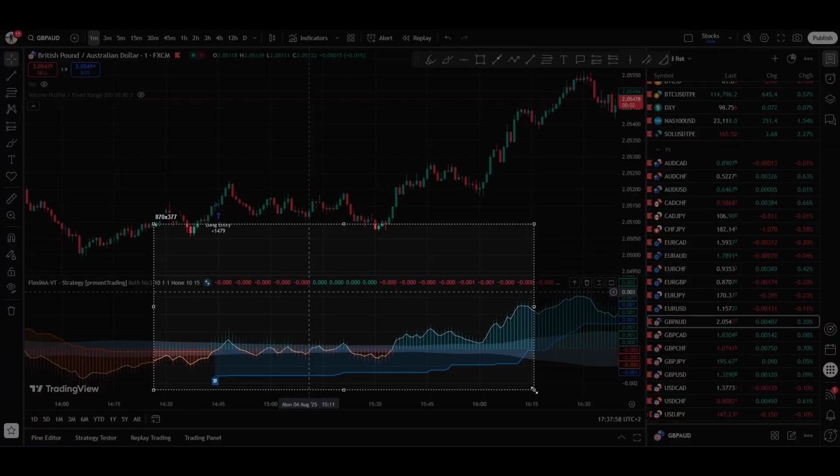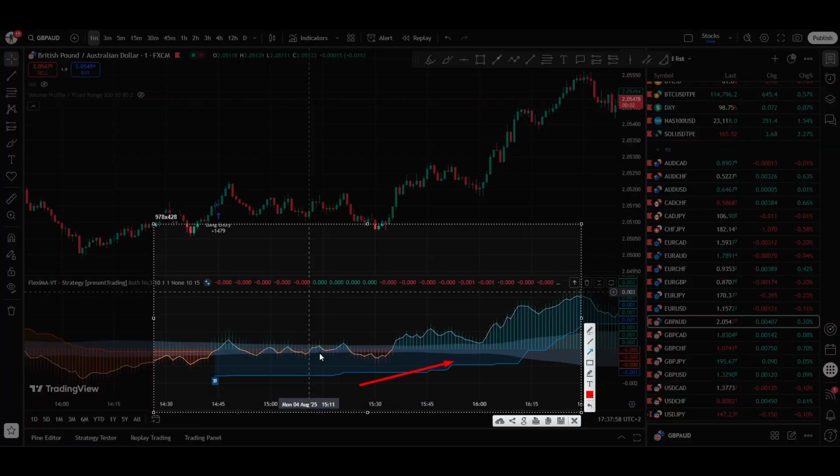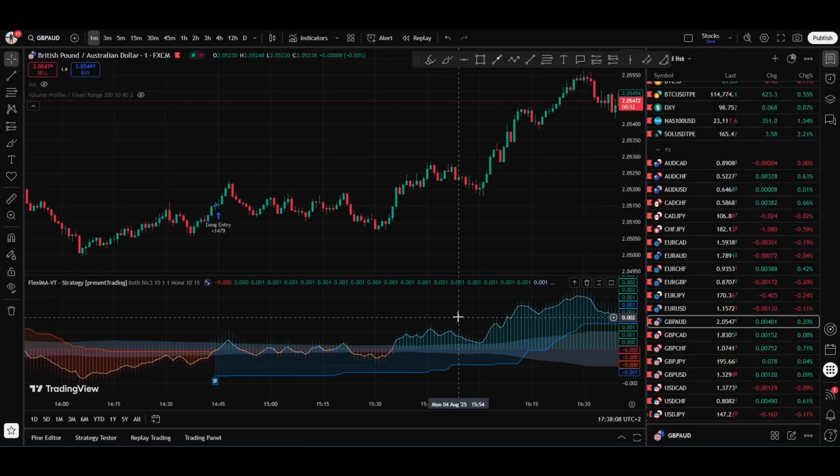So if we want to open a buy trade, we need to wait until the moving average values go below the 0 line. That's when we open a buy trade. So this is an alternative approach.